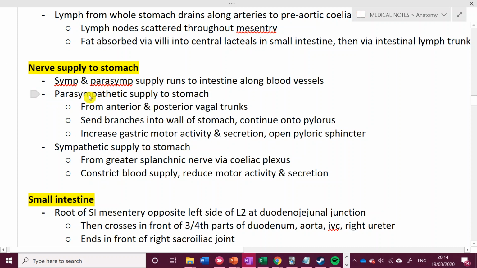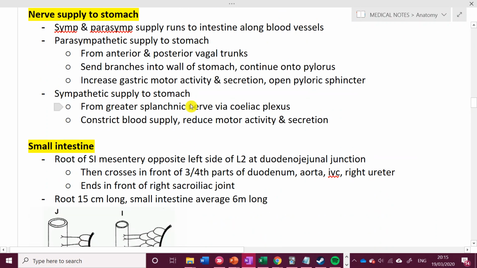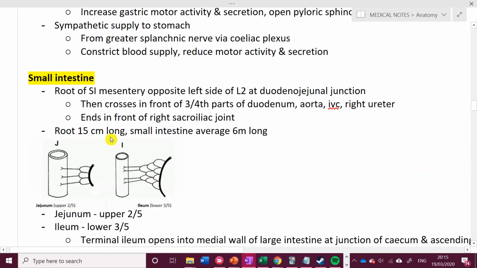The parasympathetic is generally rest and digest, so it increases digestive activity, increases gastric motor activity and secretion, and opens the pyloric sphincter. It does this by sending branches into the wall of the stomach, which continue onto the pylorus. And then the sympathetic supply, this is your adrenaline, fight and flight supply. So it constricts the blood supply and reduces the motor activity and secretion of the stomach.